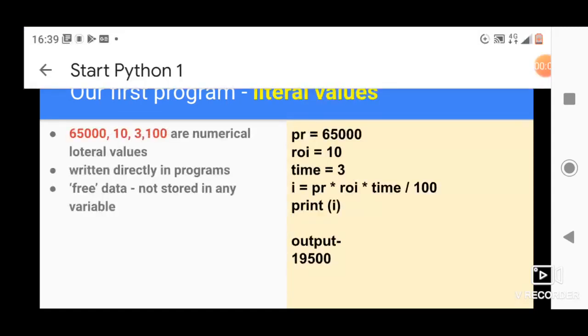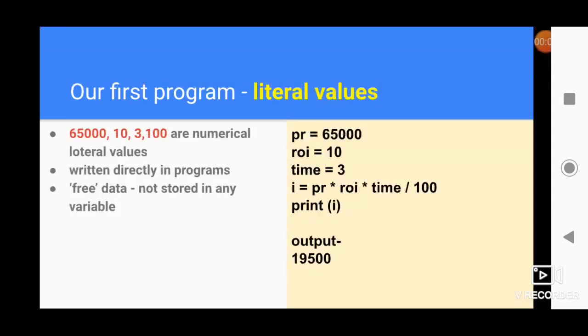The next important elements of this program are the literal values. We have written 65,000, 10, 3 and 100, these values directly in our program using digits, the digital representation. These numbers which are written directly are called literal values because they represent values literally. So these are numeric literal values, and in our next examples we'll see string literals also, in which textual data will be written literally.